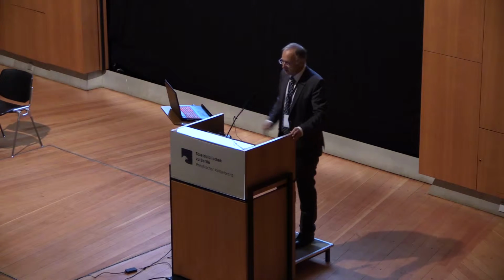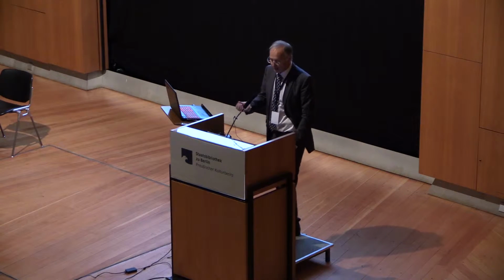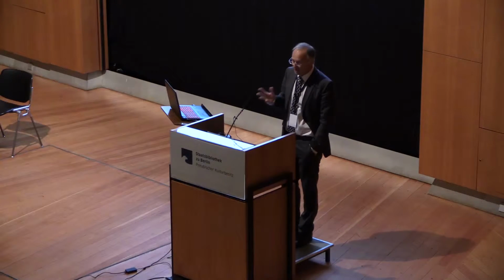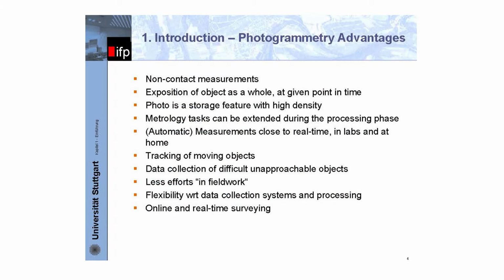So what is the real advantage of photogrammetry? It's a non-contact measurement, so we can expose the object as a whole at any given point in time. The photo can store all information about the object with high density. We can track moving objects. We can do everything automatically, as you will see later on. We have less effort in our in situ fieldwork, and we have flexible data collection systems and processing, and we can do it online and maybe in real time.